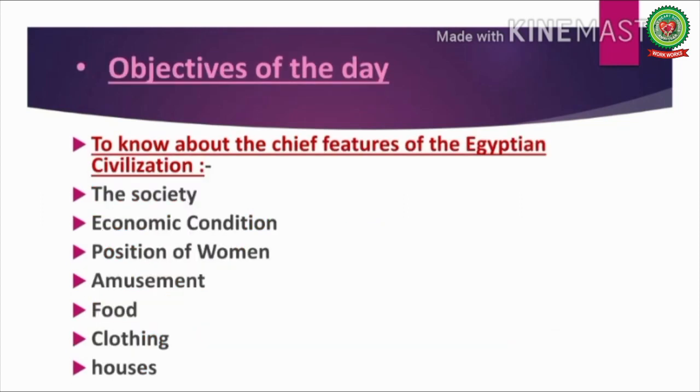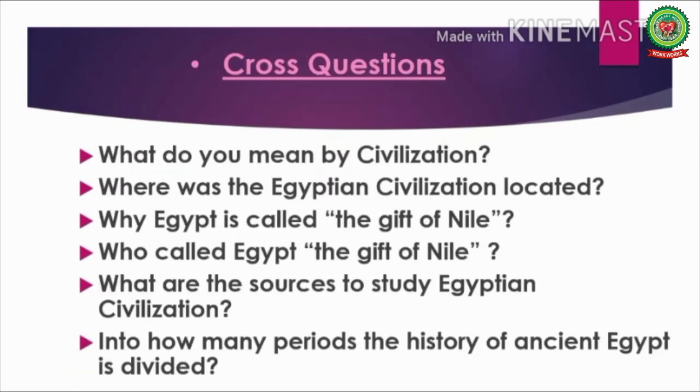In today's video, we will discuss the chief features of the Egyptian civilization: the society, economic condition, position of women, amusement, food, clothing and houses. But before we proceed with this topic, let's recall cross questions related to the last video.